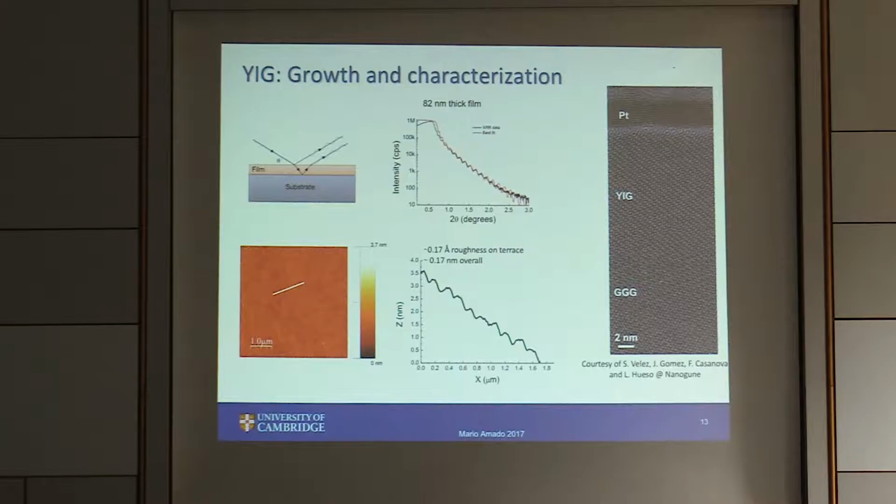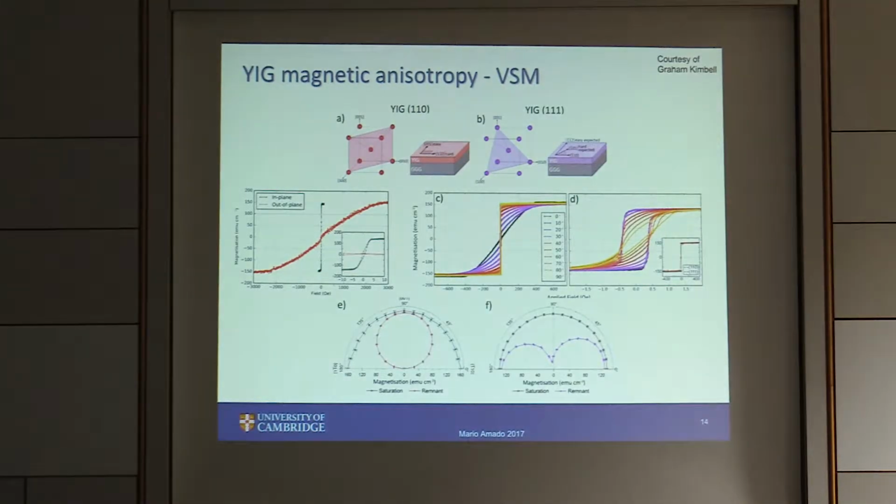If you just go about 10 by 10 microns AFM, the roughness overall always lies at something like 0.15 nanometers, which in the terraces is negligible. And we can see from TEM experiments that the crystallinity is quite good. And last but not least, we've observed the most important feature of our YIG, which is that it is magnetic, as we expected it to be.